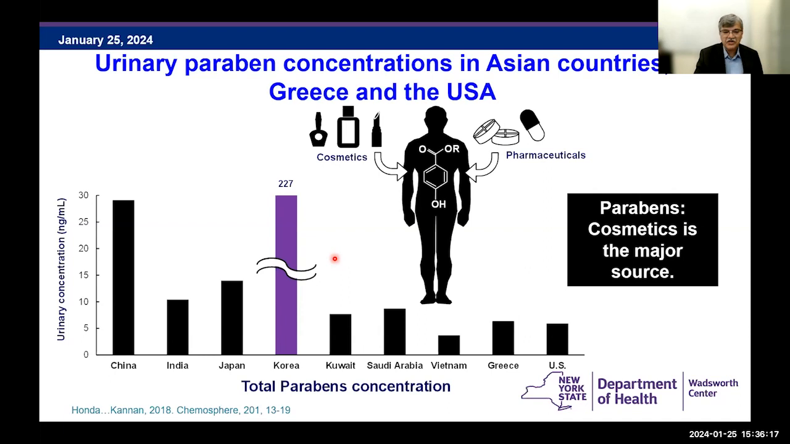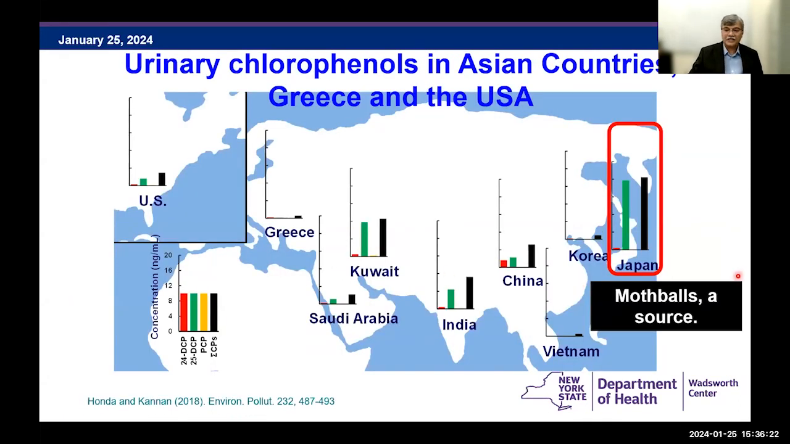So in Korea, you have high exposure to parabens, even today. Chlorophenol exposures are much higher in Japan than in many other countries. Chlorophenols come from chlorobenzenes, and chlorobenzenes are used in mothballs.